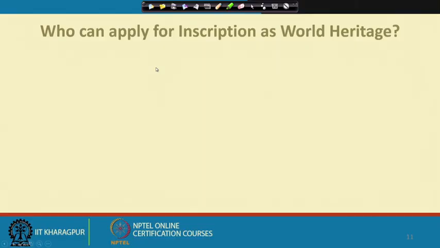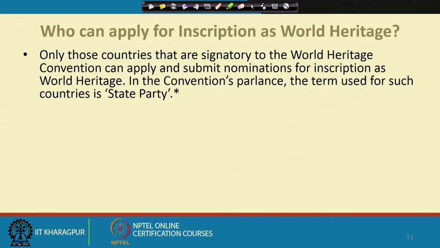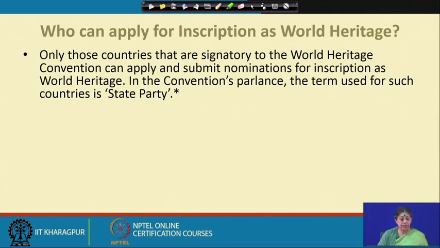Now, before we go to the criteria, let us talk about who can apply for inscription as a World Heritage. Only those countries that are signatory to the World Heritage Convention, as I already mentioned, can apply and submit nomination for inscription as a World Heritage. In the convention's parlance, the term used for such a country is the state party.